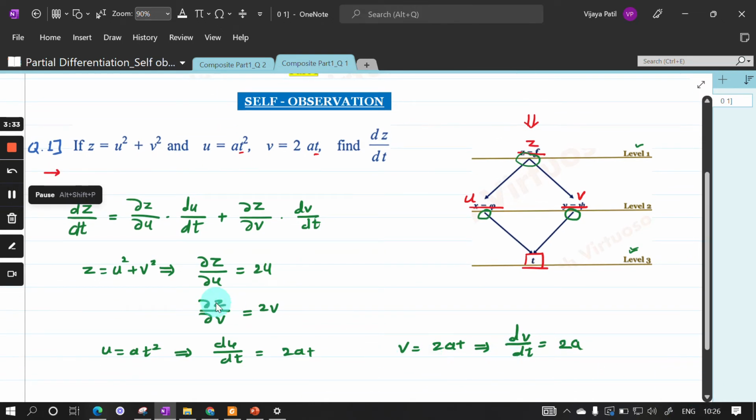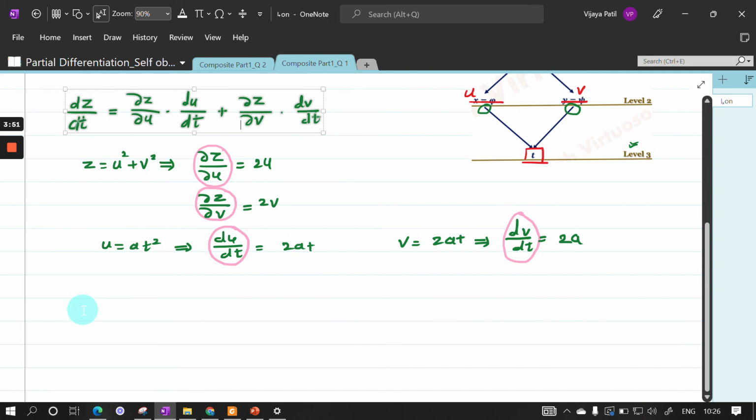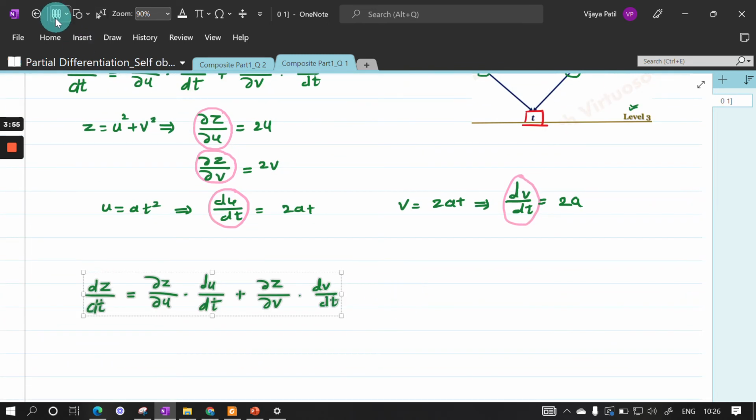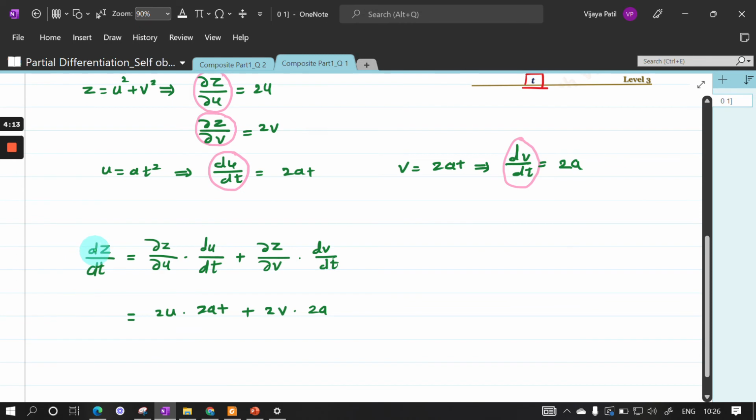So we have got all of them: dou z upon dou u, dou z upon dou v, du upon dt, and dv upon dt. Since we have got all of them, we can put them here. Let me copy it from here and fill up the values. So dou z upon dou u is 2u into du upon dt, which is 2at, plus 2v into 2 times a. But as they have asked dz upon dt, we have to express everything in terms of t only. There should not be any u and v present. So we replace u and v with at square and 2at respectively. So it is 2 into at square into 2at, plus 2 into 2at into 2a.